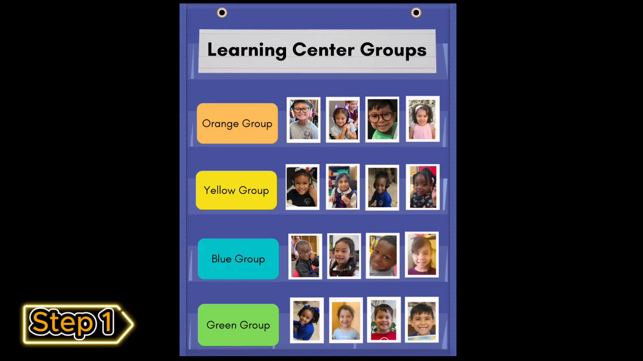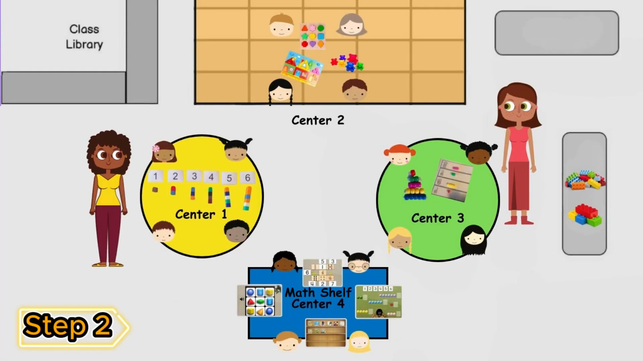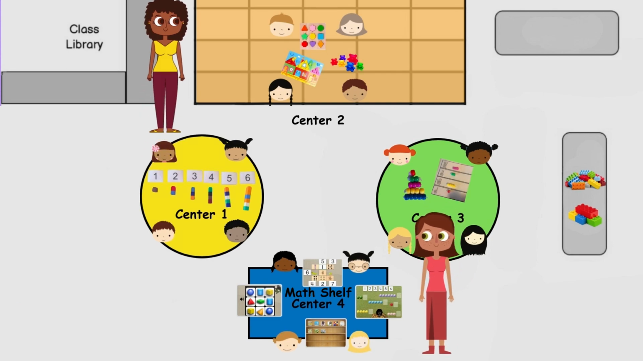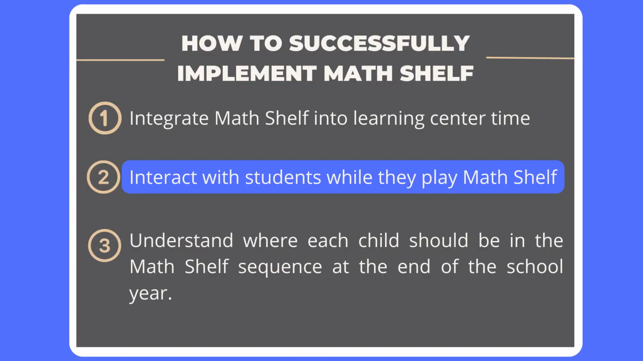Step 1. Assign students to groups using a pocket chart. Step 2. Create your centers and decide which centers will be teacher-led. Step 3. Remember to monitor the children at the independent centers. We've created our learning groups and centers. Let's now watch a teacher interact with students playing MathShelf.